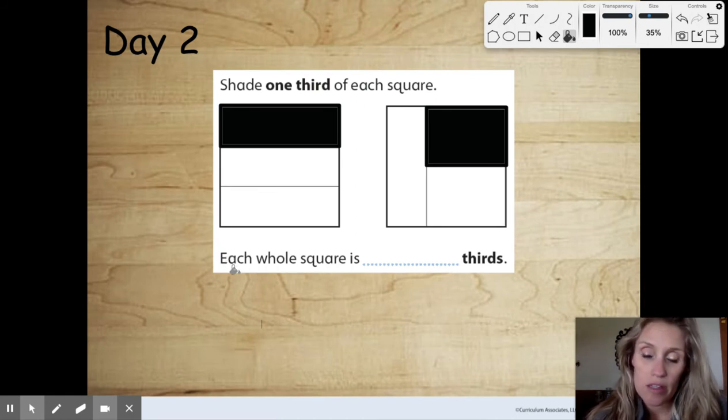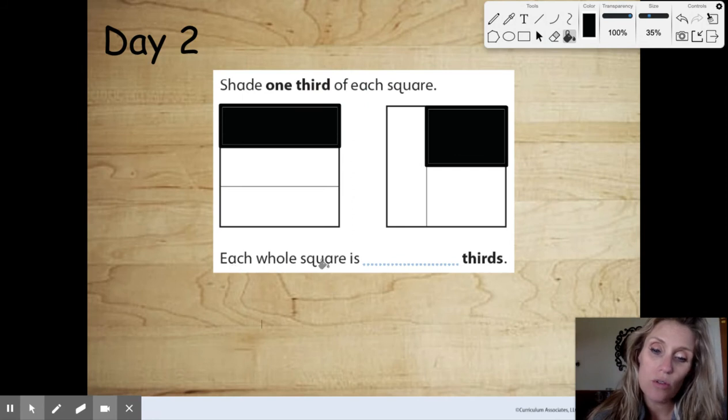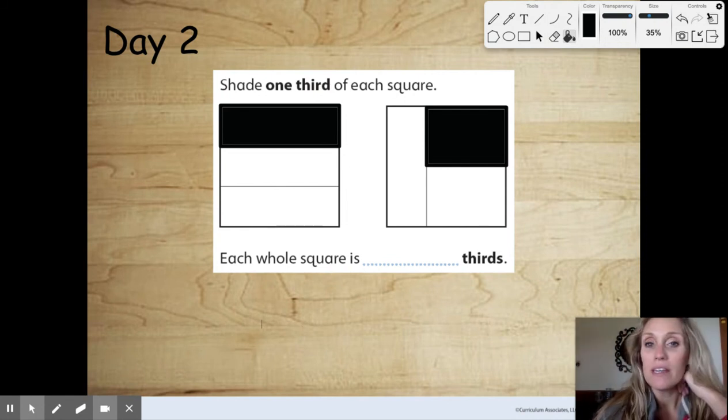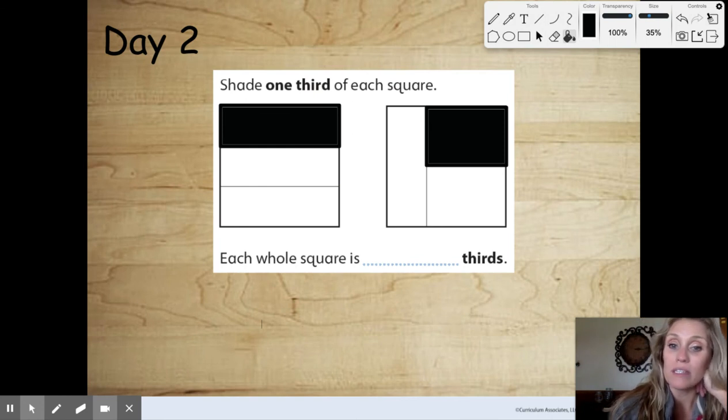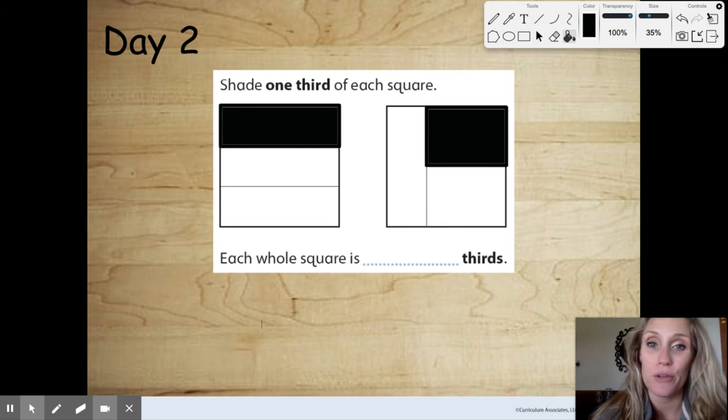Down here it wants us to think one last time. Each whole square is how many thirds? Think of how many thirds each of those whole squares is split up into. Each whole square is blank thirds. If you want to try this problem on your own, you can draw the 2 squares and send them to your teacher if you would like, or even just send a comment if you know how many thirds each whole square is.